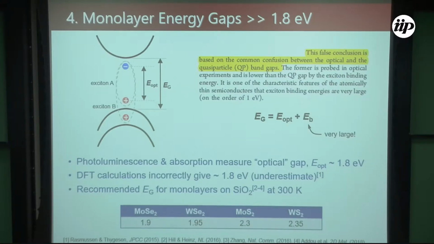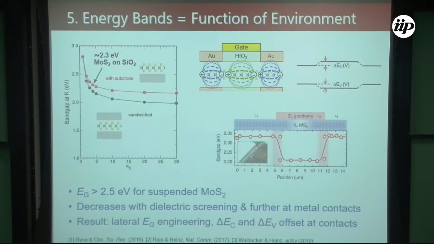And by the way, the reason for the difference between the optical gap and the quasi-particle gap is that the binding energy of excitons is quite large. It's about half an eV or something like that. Okay. So notice I said 2.3 eV for MoS2 on SiO2.